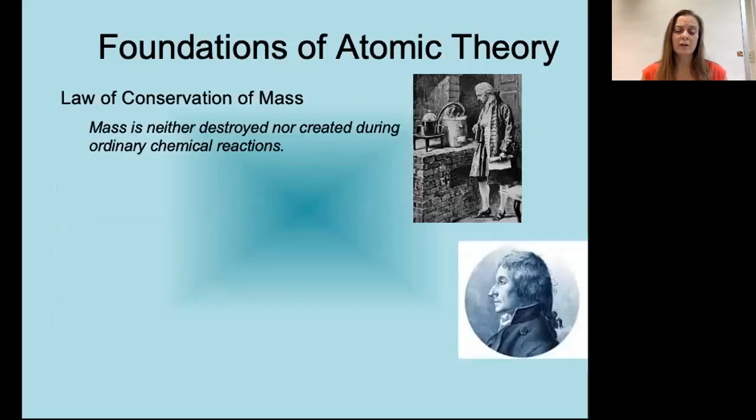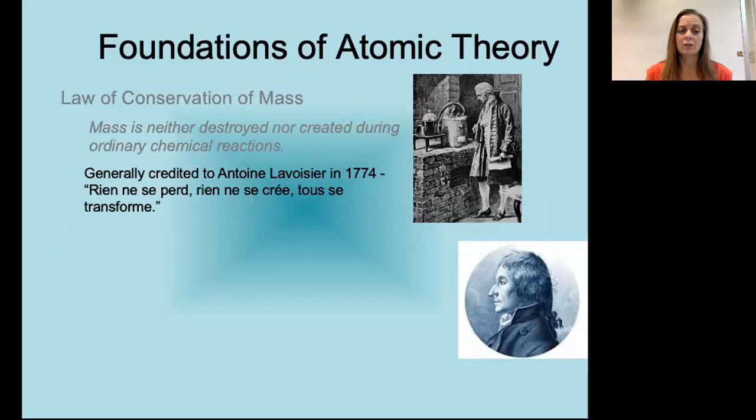So the first thing that is one of the underlying foundations of atomic theory is this law of conservation of mass. And you're probably familiar with this law. It says that matter is not created nor destroyed in ordinary chemical reactions. So this is generally credited to Antoine Lavoisier in 1774. He says, rien ne se crée, rien ne se perd, tout se transforme. And that's really just a way of saying nothing is lost, nothing is created, everything is transformed. So that's the law of conservation of mass. That is one of the foundations of atomic theory.